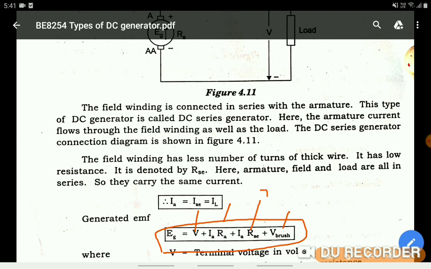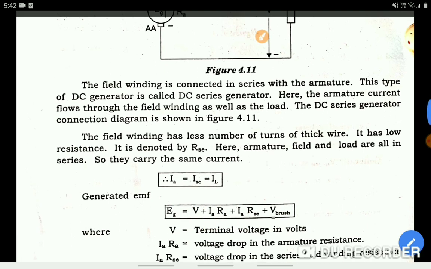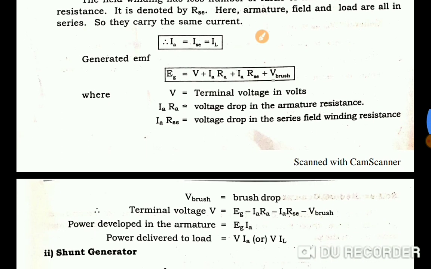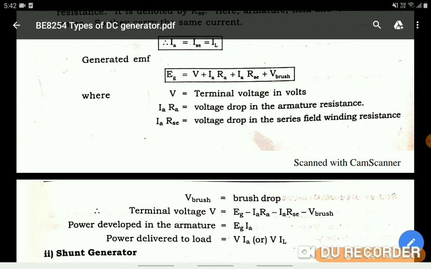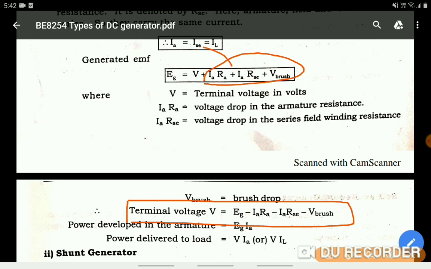Here ISE equals IA, since we know that IA and ISE are the same. That is why we are representing it as IA here. Rearranging the expression, the terminal voltage V equals EG minus the whole term, which is represented here.